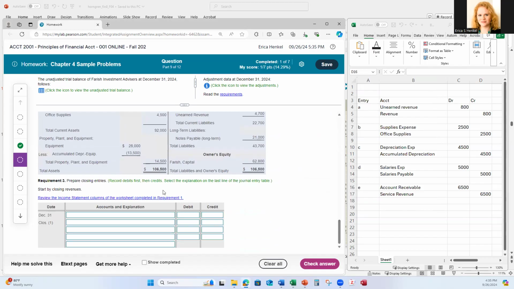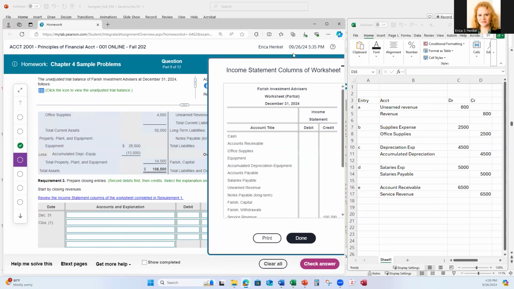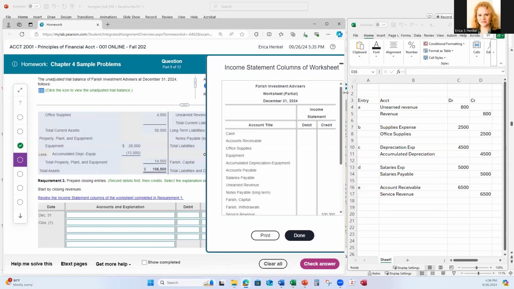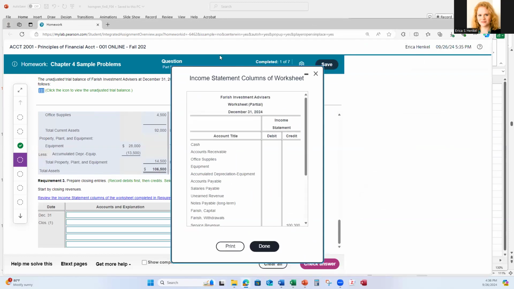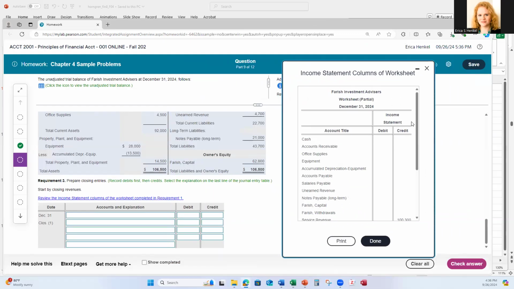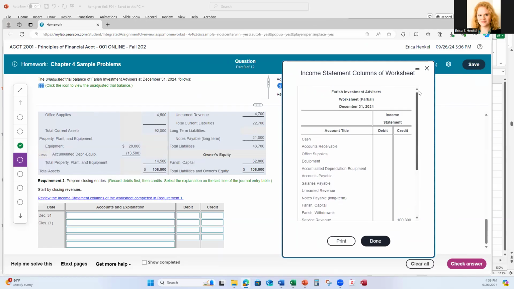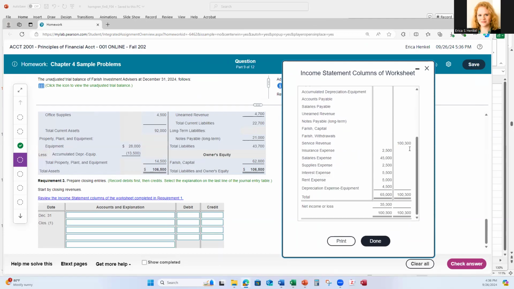So looking at that, they were nice enough, again, to give us the worksheet columns here. I'm going to just make this wider. I don't need that Excel spreadsheet anymore right now. So scrolling down here, the first thing we're going to close out is going to be our revenue. The right column here is credit, the left column is debit. So if this has a credit balance on the right, in order to close it out, I need to debit that for that whole balance.